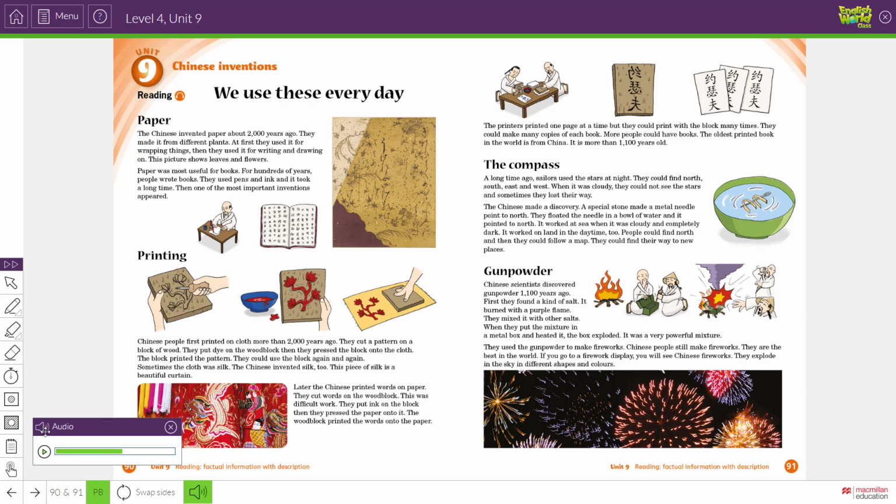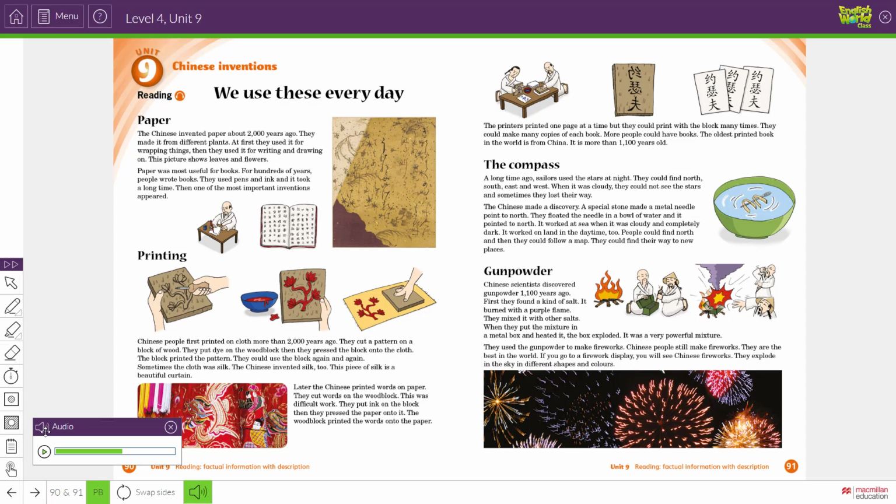Question number 2. What 2 things did they use for printing on paper? The answer is ink and a wood block.